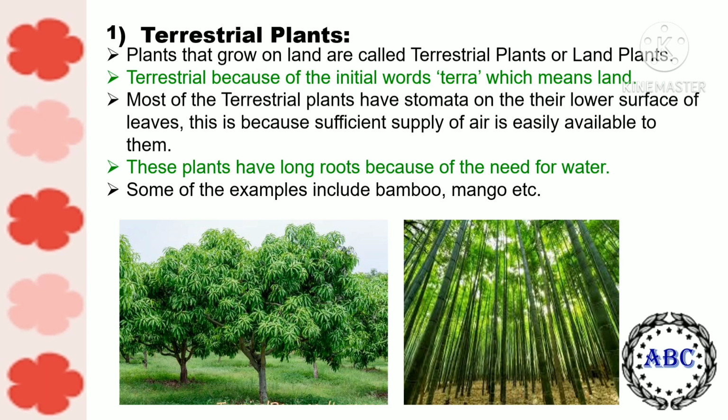These plants have long roots because of the need for water. Some of the examples include bamboo, mango, etc. All the plants we can easily watch on the ground surface are terrestrial plants.